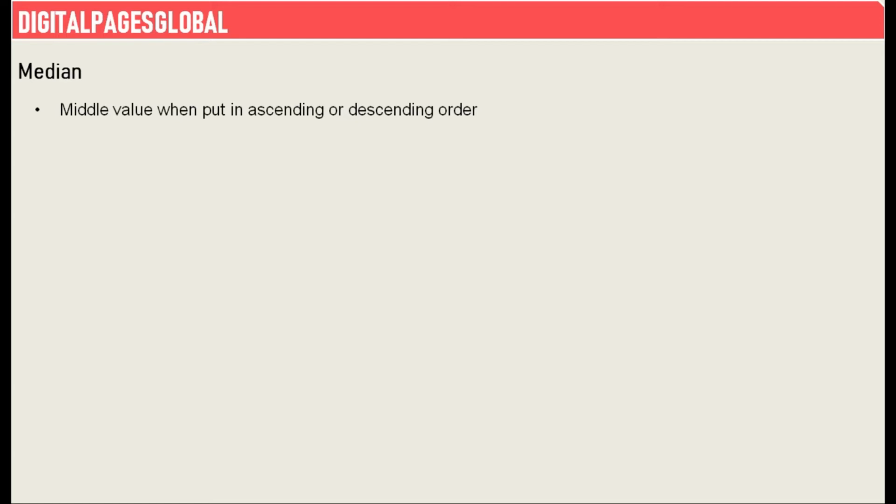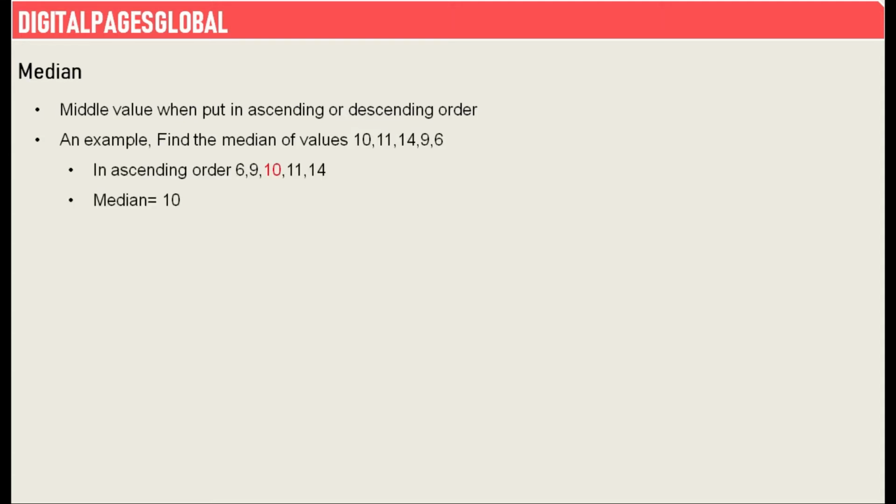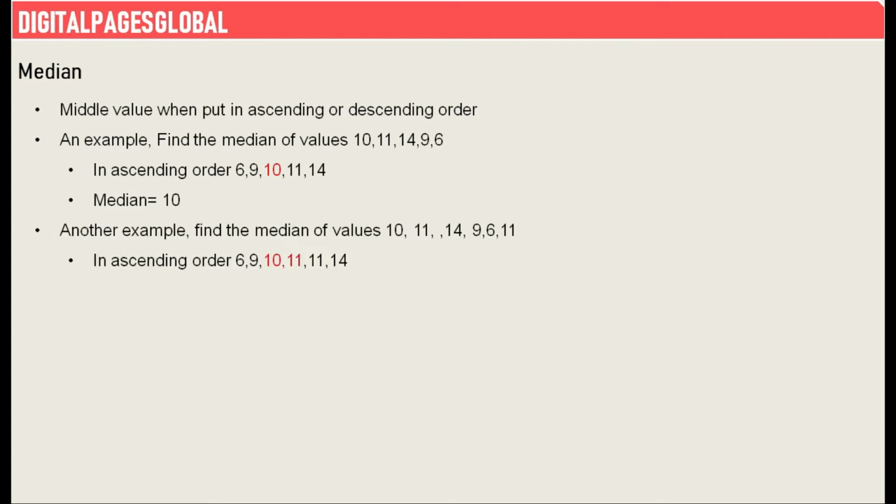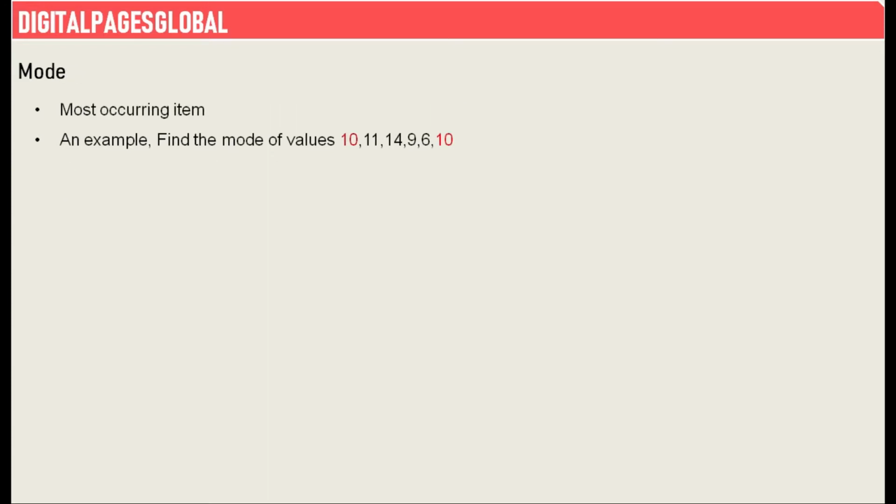A median is the middle value when you put the data in an ascending or descending order. It is not affected by extreme values. You are only considering the value at the center of the data. The disadvantage of median is you do not consider any other values other than that single value at the center. Mode is the most occurring item in the sample or population. For example, if I have a set of values such as 10, 11, 14, 9, 6 and 10, 10 occurred twice, so mode for this particular data set is 10.